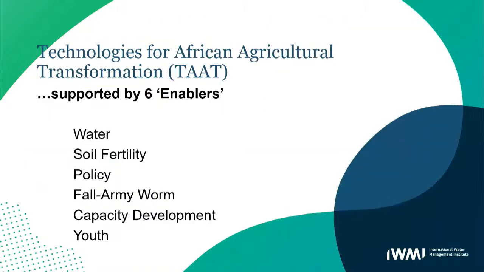Technology for African agricultural transformation has what we call the compact and the enablers. The compacts are key institutions that address specific commodities, and the enablers are supporters, as it were. These enablers are: water, soil fertility, policy, fall armyworm, capacity development, and youth. And we know how central water is to crop production.